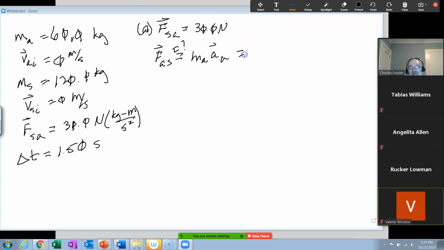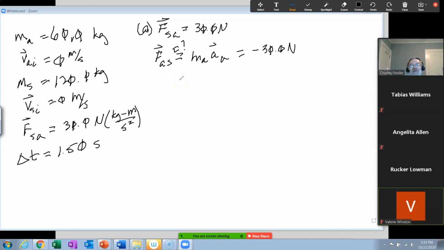This has to be minus that. Remember, the force of one on the other is equal but opposite in direction. So that's a minus 30.0 newtons. Okay, that's all the first part was looking for.